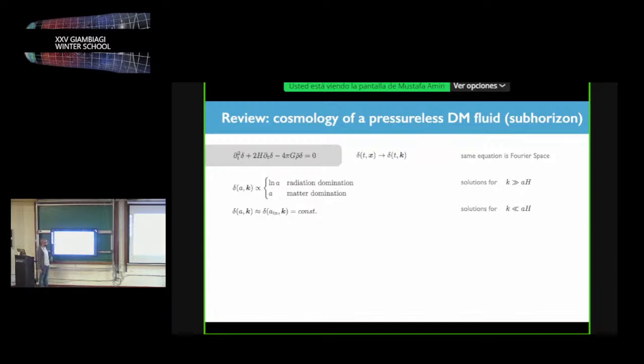What are the solutions? If you are in radiation domination, then this pressureless fluid grows logarithmically. So the density contrast grows only logarithmically with time. However, if you are in the matter-dominated era, this is a part that has been talked about a lot, it grows as the scale factor, so it grows a lot faster. Notice I've changed from time to scale factor as my variable, just like sometimes you shift from time to redshift.